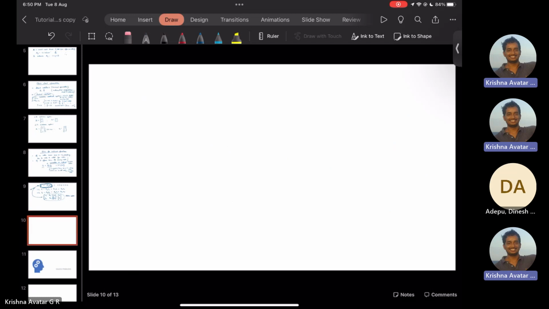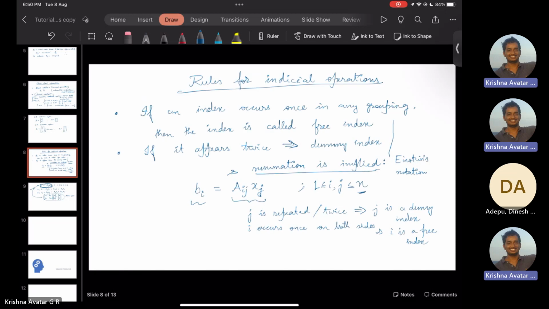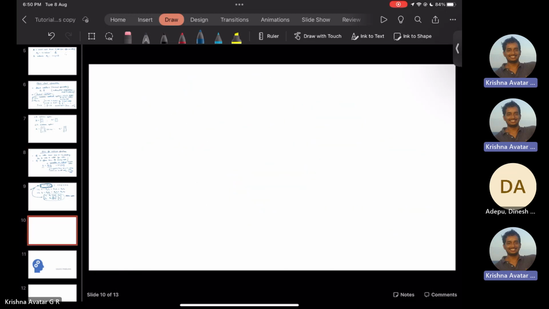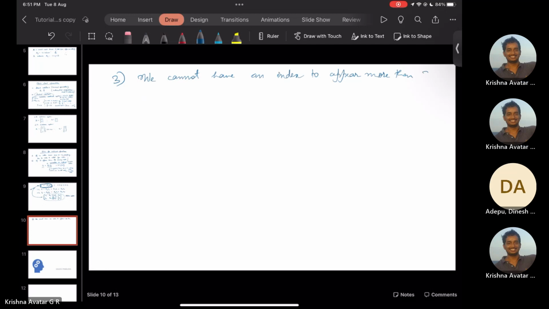So what we do now is we'll write the other rules as well. By now we have written down the first and the second rule. Now let's write the third rule. The third rule says that we cannot have an index appear more than 2 times in the same symbol grouping.